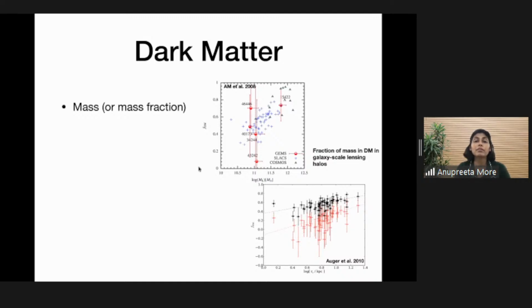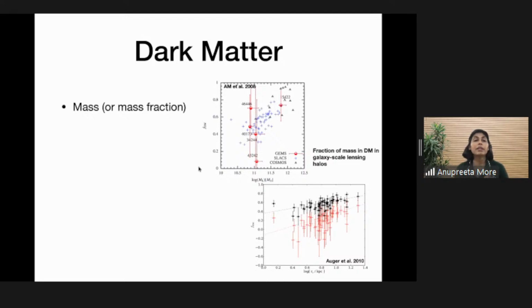And there are various studies in which these quantities, the image positions and the distances, are measured, and not just for one system, but a large sample of lens systems is analyzed to get an idea of how much total matter is enclosed within that aperture, within the Einstein radius.